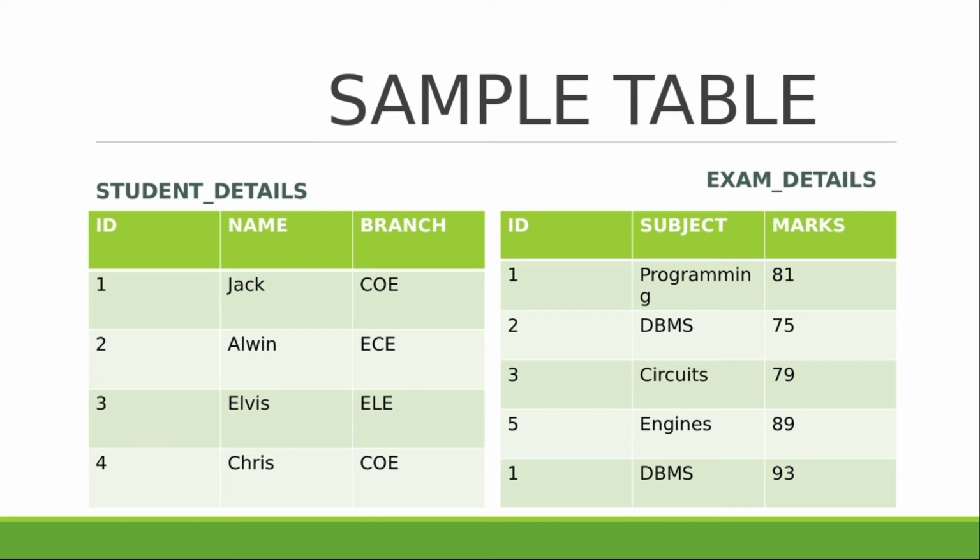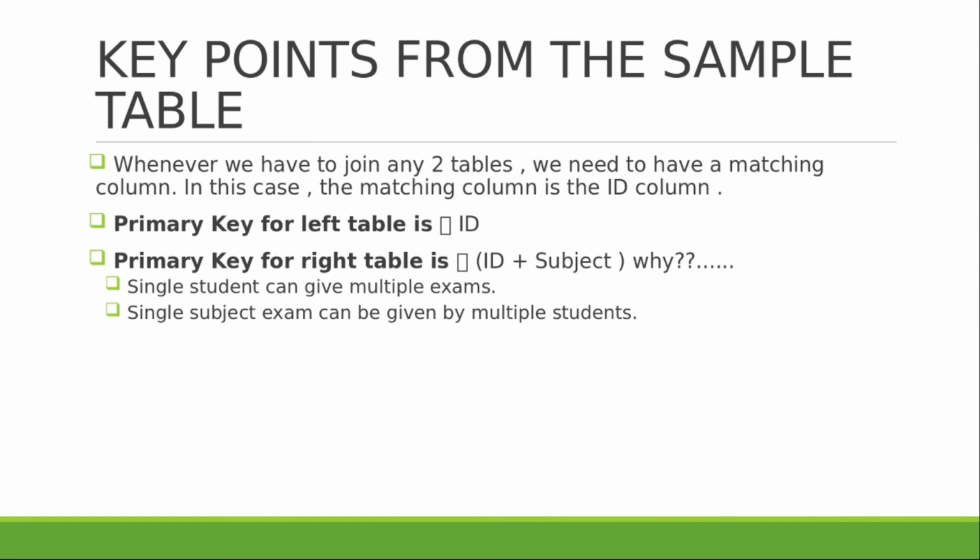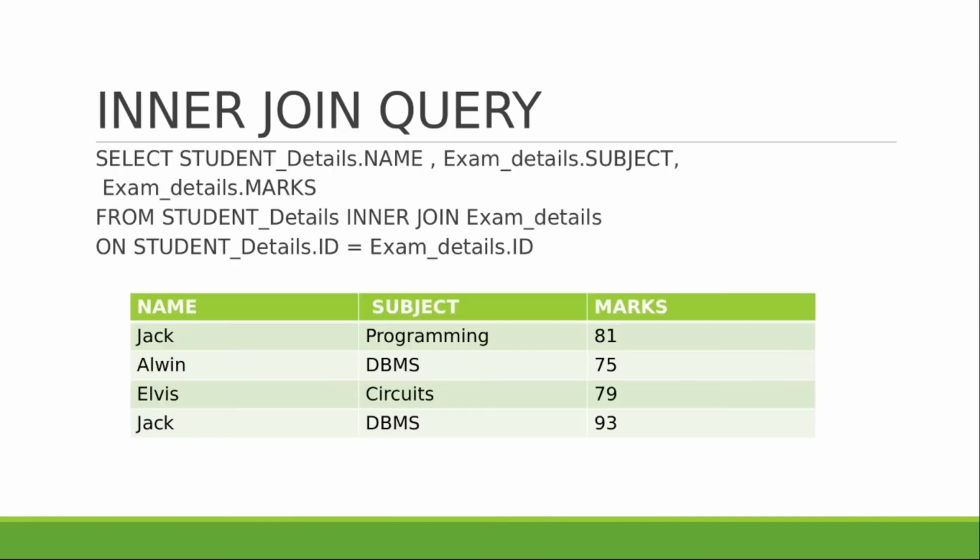Similarly, ID5 is present only in the right table and not in the left. So ID4 and ID5 will not be printed whenever we join using inner join. You can see there are only four rows: Jack who is ID1, Alvin who is ID2, Elvis who is ID3, and again Jack who is ID1. So there is no presence of ID4 and 5 in the sample output.